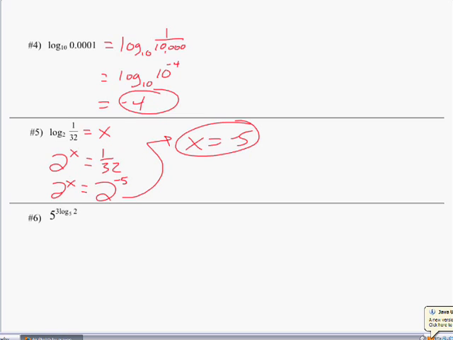Ideas for number 6? There's a common mistake people make on this, and I hope someone suggests that mistake so we can learn from it.